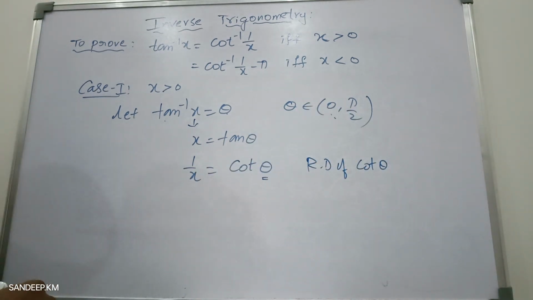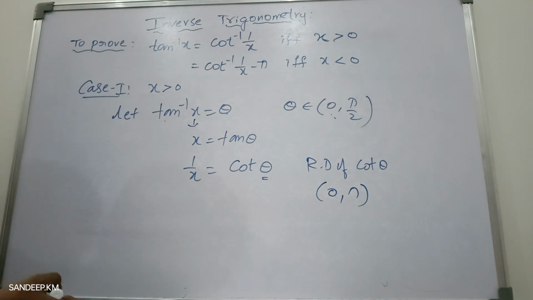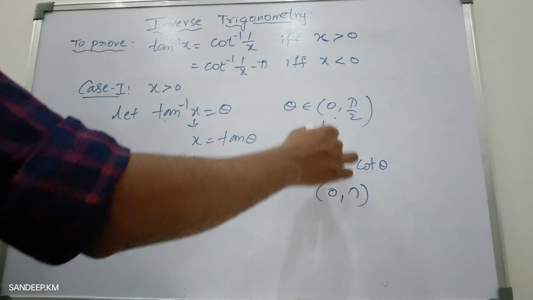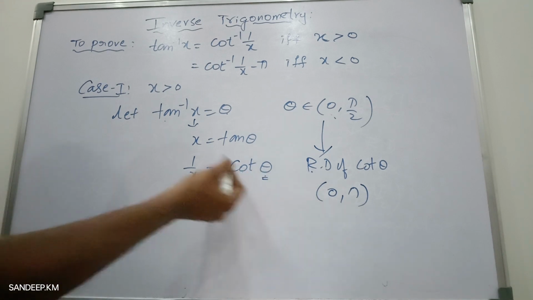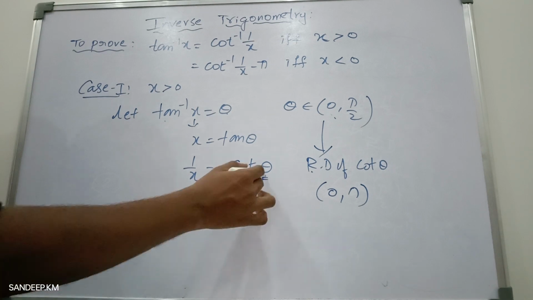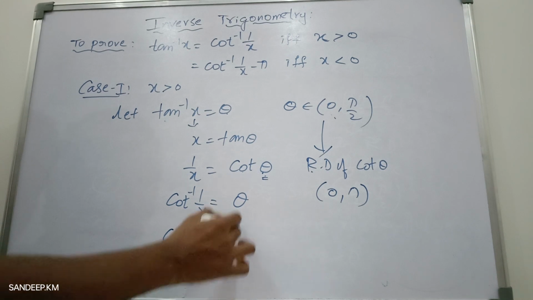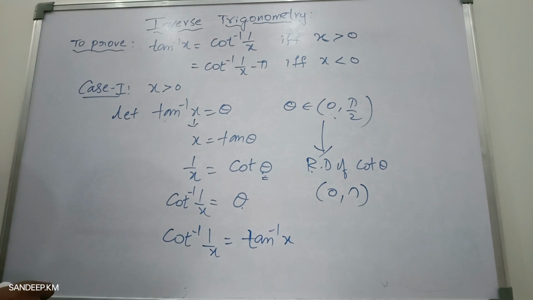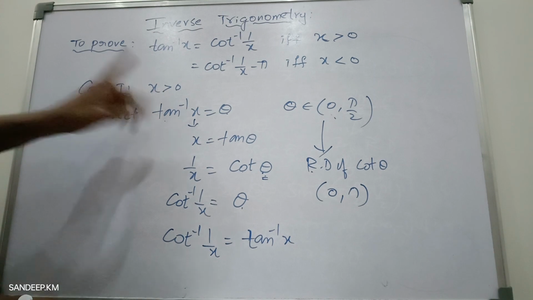We have discussed it in previous videos. It is between 0 comma pi, between 0 and 180 degrees. Clearly 0 to 90 is in the restricted domain of cot theta. So theta is present in the restricted domain of cot, and then cot will fly to the left side. It becomes cot inverse 1 by x, which is equal to theta. Theta means tan inverse x. Now this is only one case. So tan inverse x is equal to cot inverse of 1 by x when x is positive.